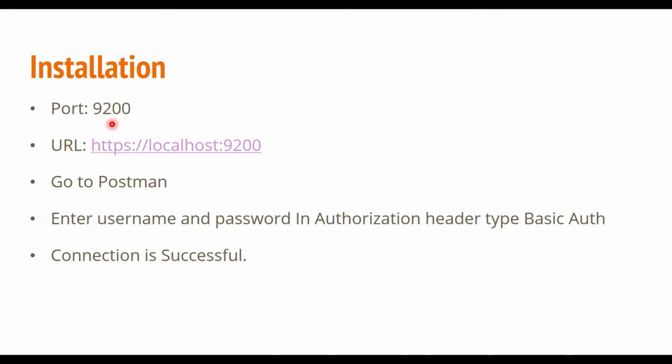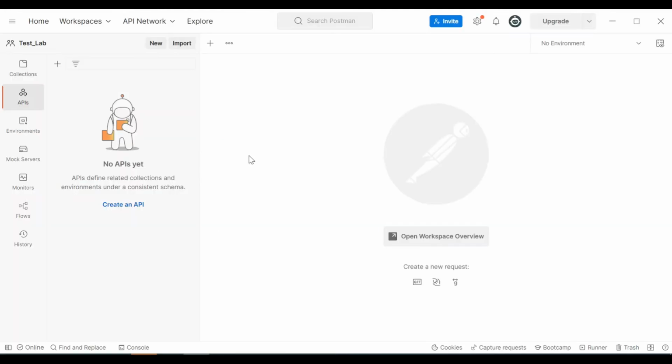By default, the Elasticsearch server uses port 9200 with HTTPS enabled. So our URL will be https://localhost:9200. To check this connectivity, we will be using Postman. We will have to enter our username and password for authorization and check whether we are able to make a connection towards Elasticsearch. Now I have opened the Postman application.